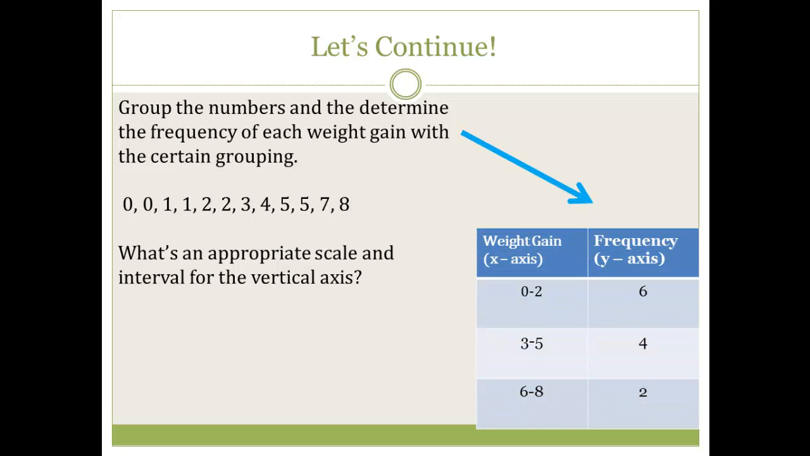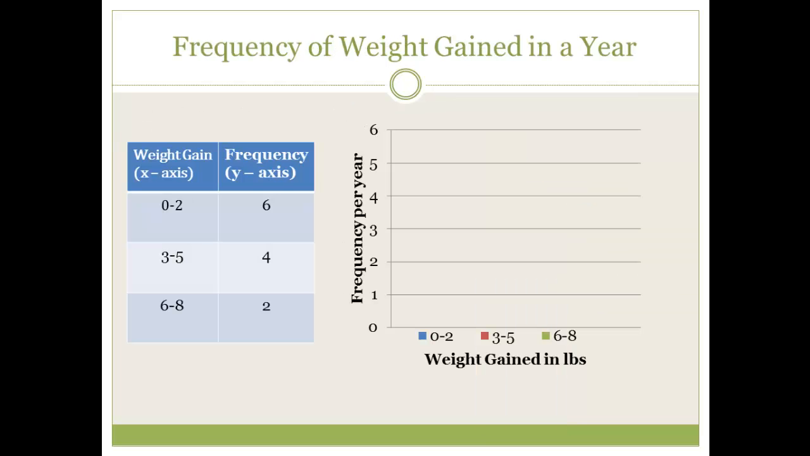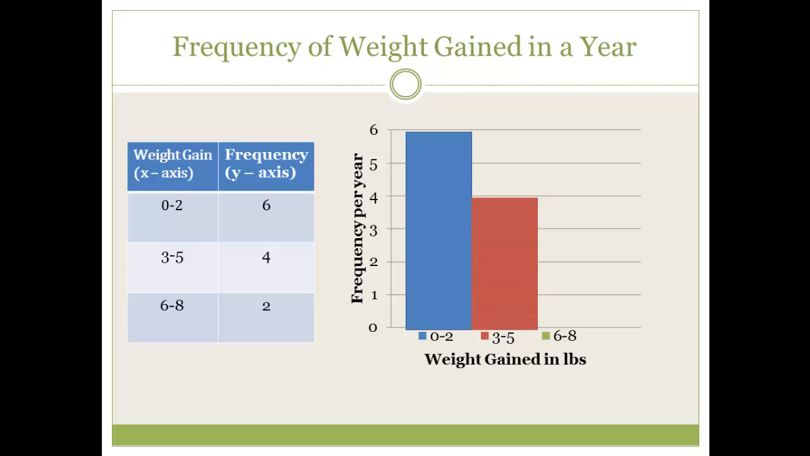We now know how we will label our horizontal axis, but we need to find an appropriate scale and interval for the vertical axis. Counting by ones on the vertical axis should get us up to 6 without taking up too much space. Now we are ready to fill in our bars. The first interval should be 6 high, the second should be 4 high, and the third should be 2 high.